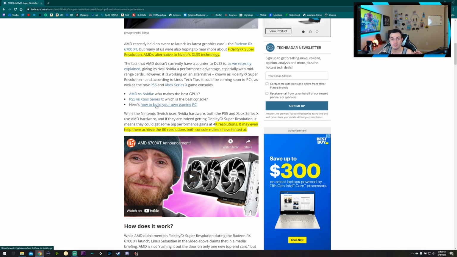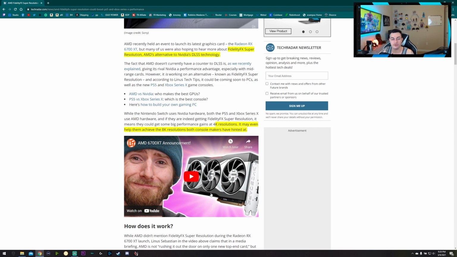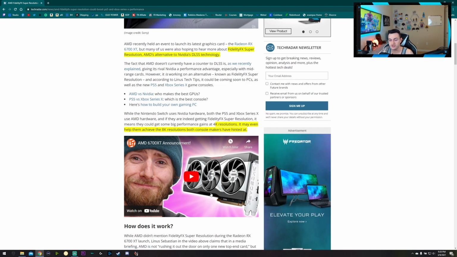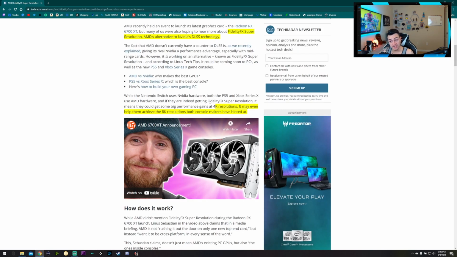Me being somebody that does a lot of PC gaming and plays a lot of competitive first-person shooters and racing games where smooth, fluid motions on screen can make or break a match, I would definitely prioritize frame rate and be at 1080p or 4K, 1440, versus 4K with ray tracing on and a frame rate of 30 or 60. But with this new FidelityFX Super Resolution, it means you could see performance gains at 4K resolutions and may even help these consoles to achieve 8K resolutions that both console makers have hinted at.